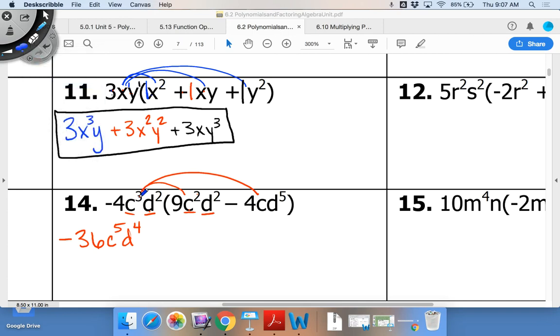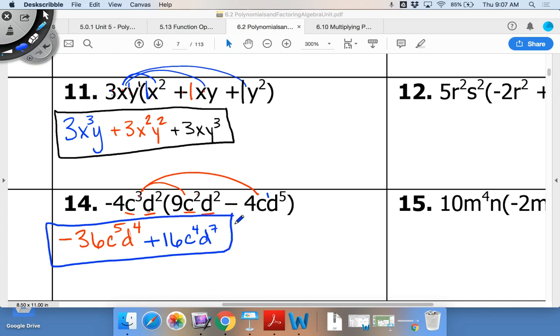Now I'm going to look at my next little rainbow here. Negative 4 times negative 4 is positive 16. 4 times 4. And then C, I have C's in both, so I'm going to do same bases. C to the 3 times C to the 1 would be C to the 4. D squared times D to the 5 would be D to the 7. Can I combine those together? No, because they are not like terms.